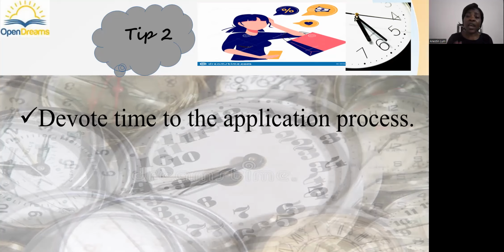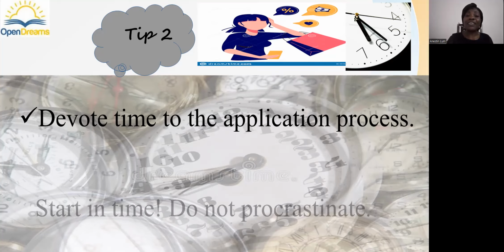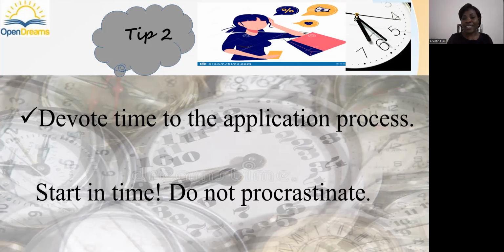So devote time to the process so that you are able to write the essays, fill in the application, check, ask people's opinions, send to a reviewer, and talk to mentors. It's going to help you. And so when you see a scholarship announcement and the deadline is still far, please do not procrastinate. Start in time, because before you know it, time would have cut you short.